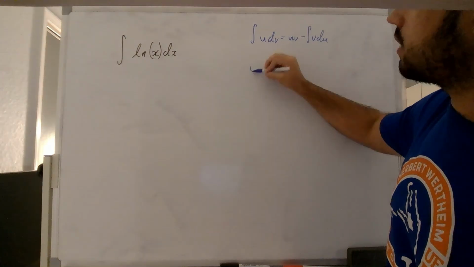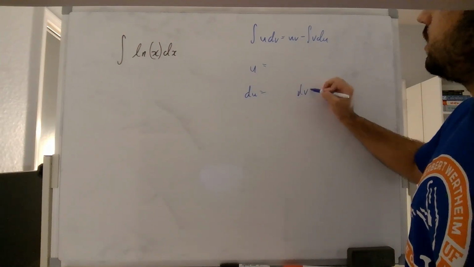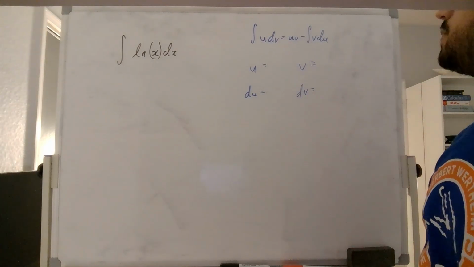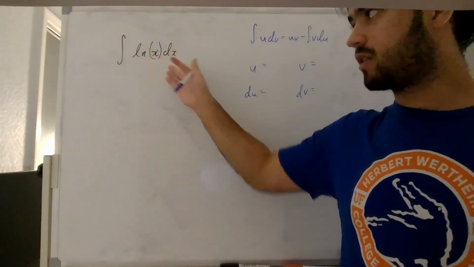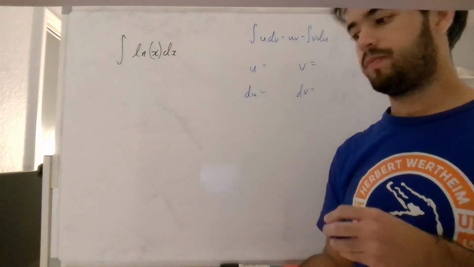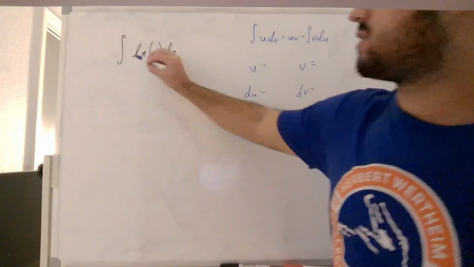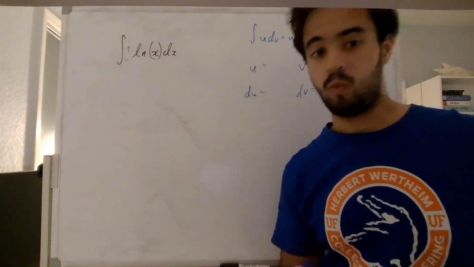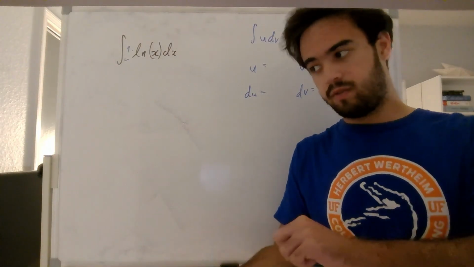So I'm going to write down my u, du, dv, and v, right? But what do we choose as our u? All we have is ln of x. We just have one function. We don't have two functions. Ish. We can see it as 1 times ln of x. And 1 is technically a function of x. Any constant is a function of something.